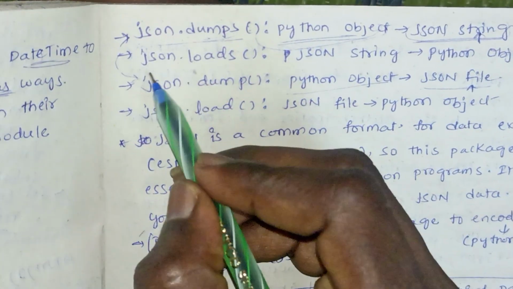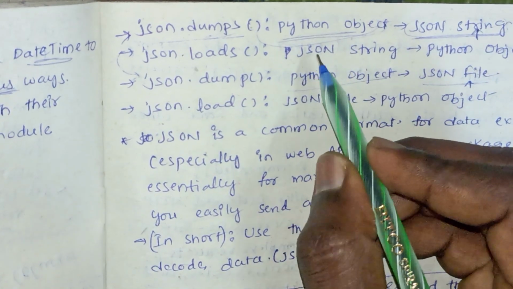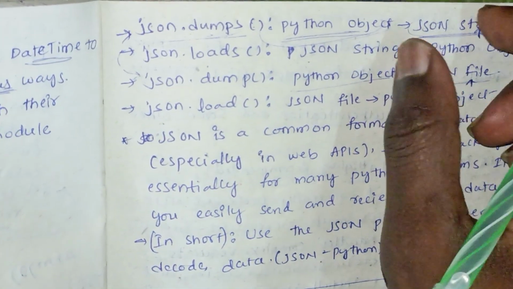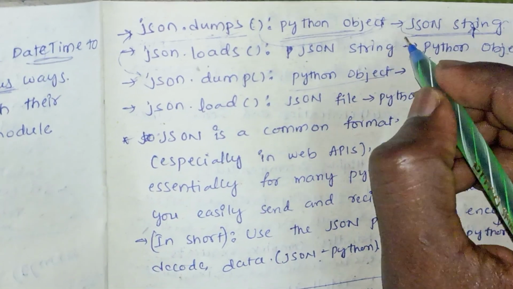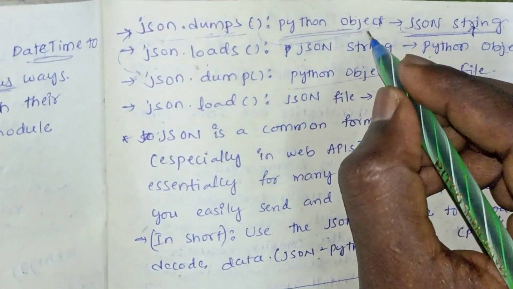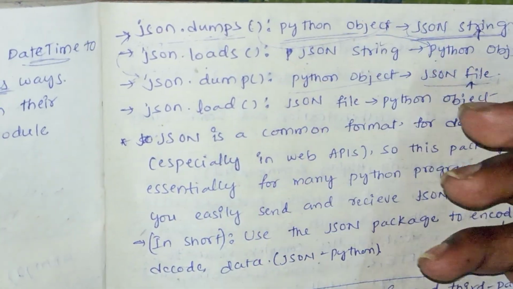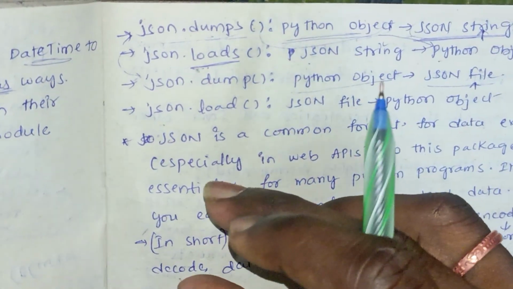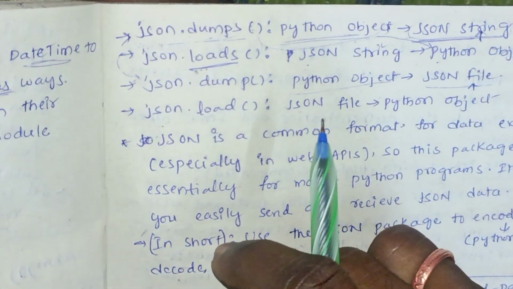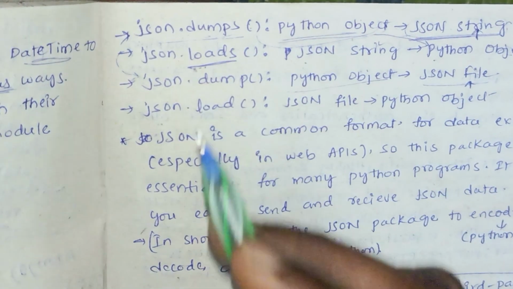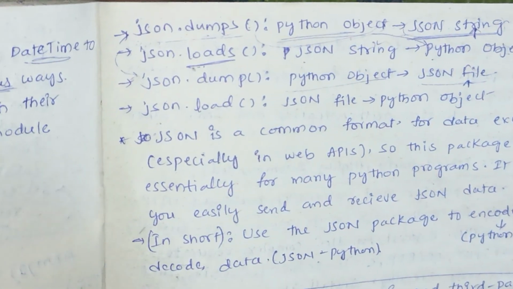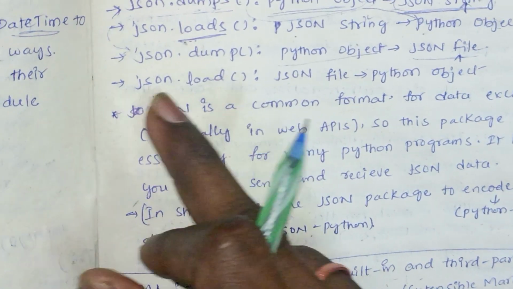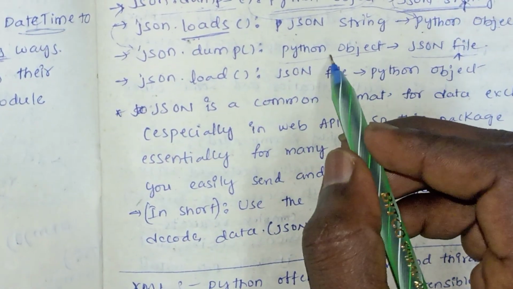Next, json.loads is loading a JSON string to a Python object. So it is quite the opposite. JSON is coming in and the Python object is here. Loads means loading a JSON string to Python, so from JSON to Python we are loading. When it comes to dumps, objects are going to JSON strings. Next, here also the same: JSON file to the Python object.